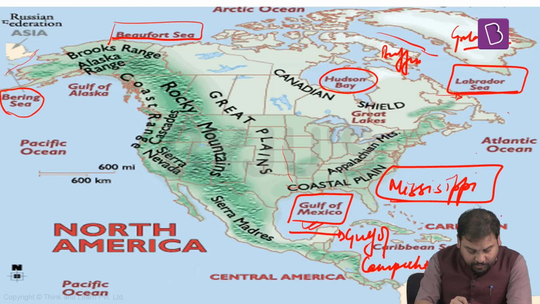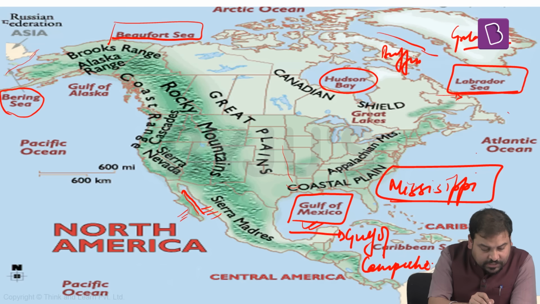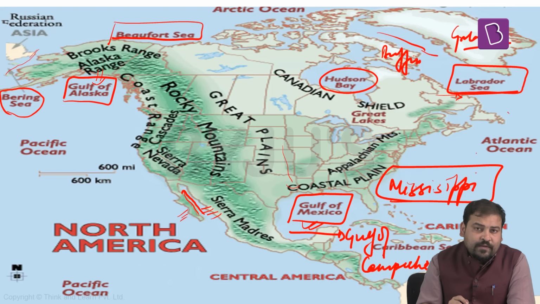Another very important Gulf is this one, the Gulf of California, that is between Lower California and Western Mexico. Another important Gulf is this Gulf of Alaska, that is south of the Alaska mainland.